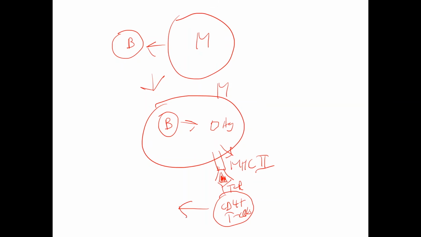In fact, one of those responses, it can actually, through a series of signaling mechanisms that we won't go into detail about, actually trigger B cells or plasma cells to secrete antibodies to this specific antigen.